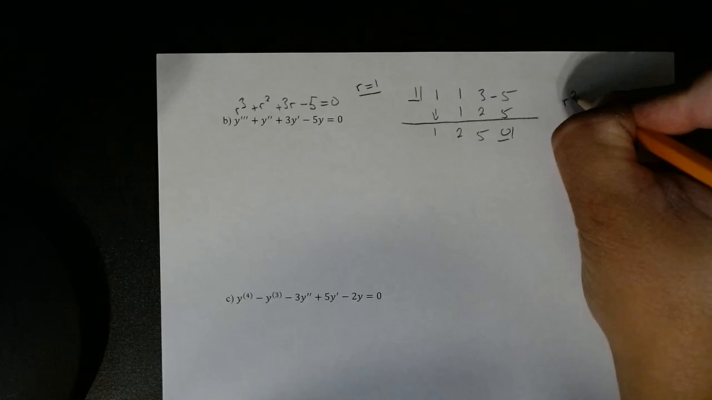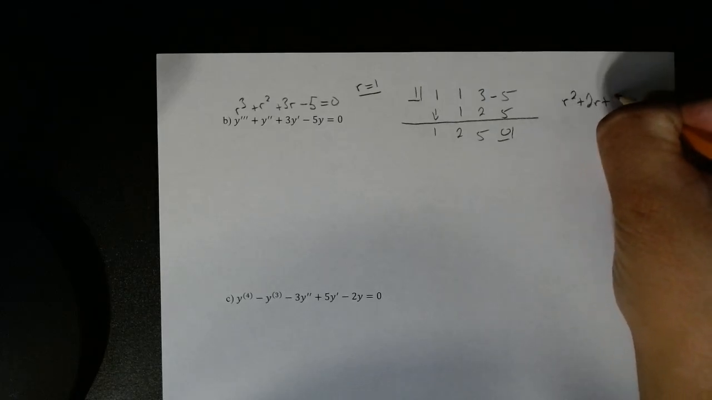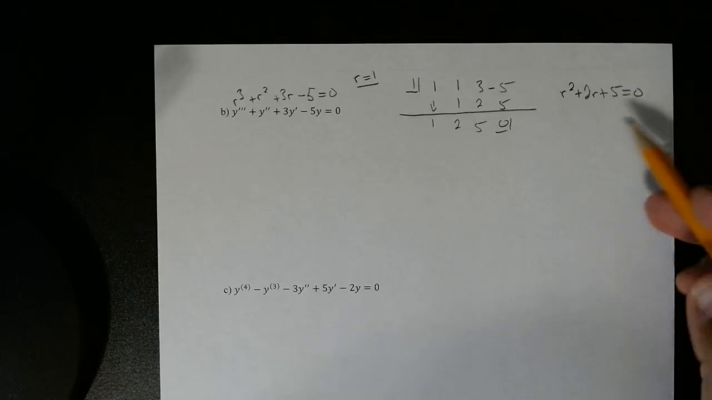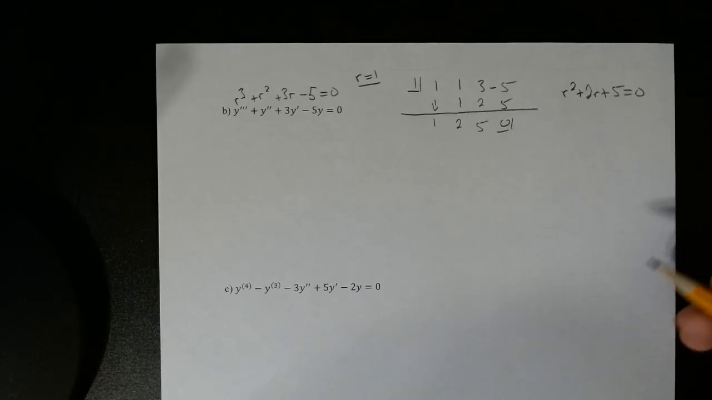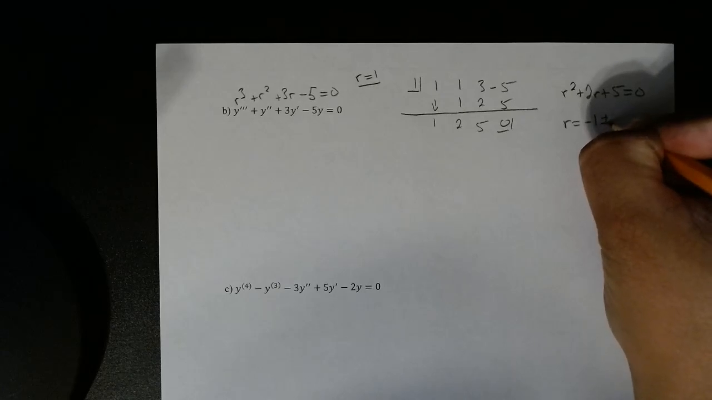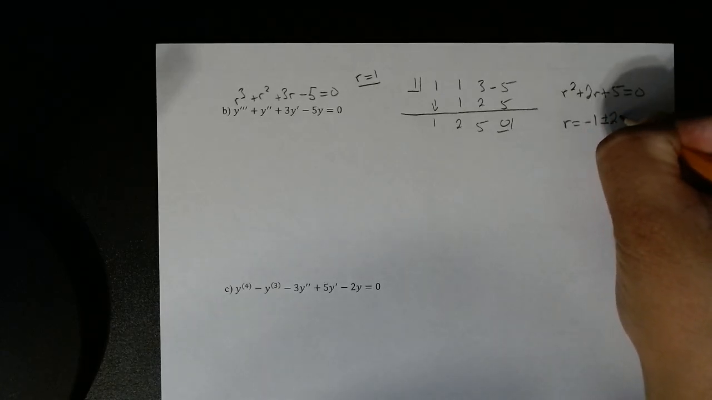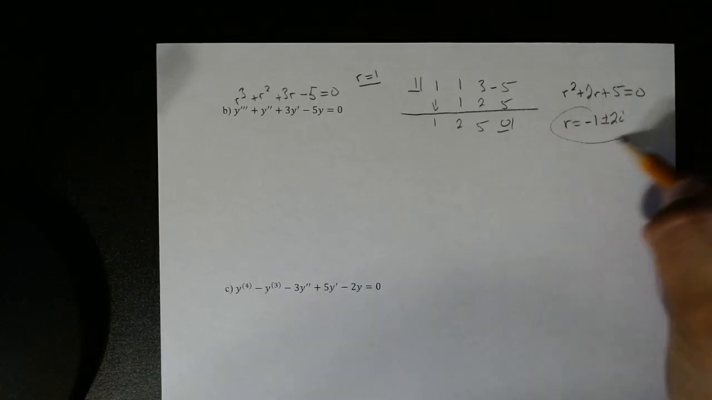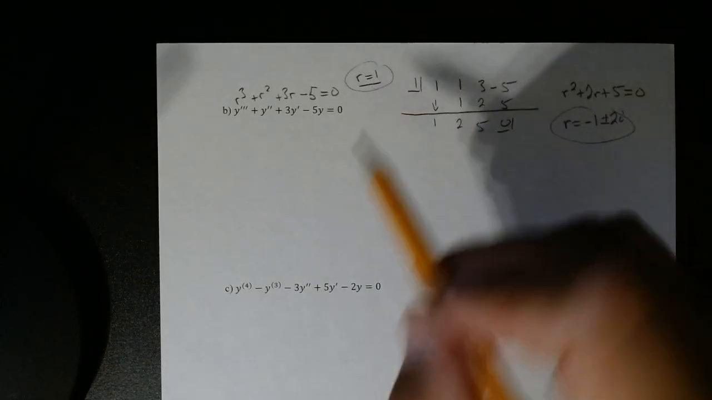We get r squared plus 2r plus 5 equals 0. And this ends up going in the realm of the imaginary. So using the quadratic formula, we actually get r is equal to negative 1 plus or minus 2i. Okay, so we have this situation happening now.